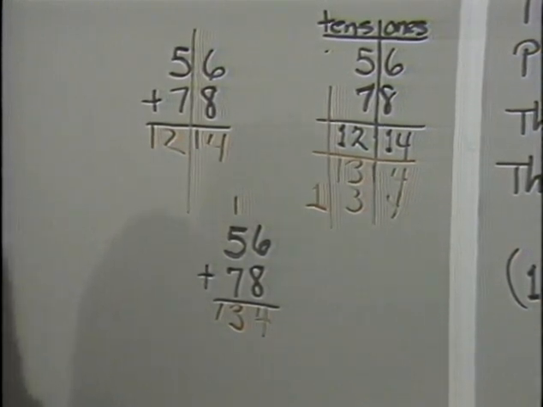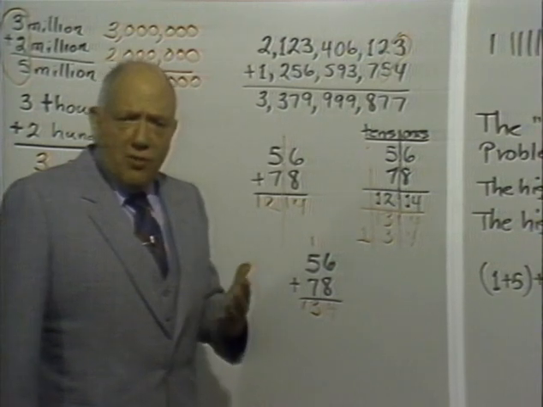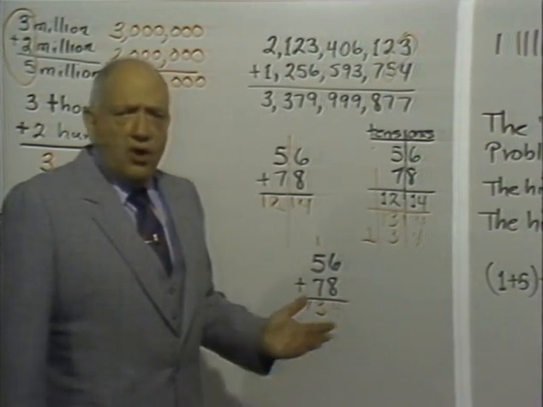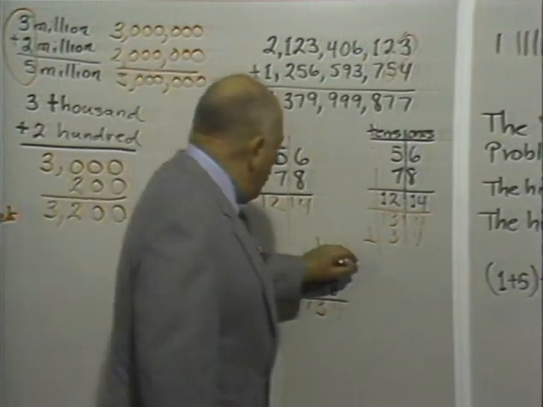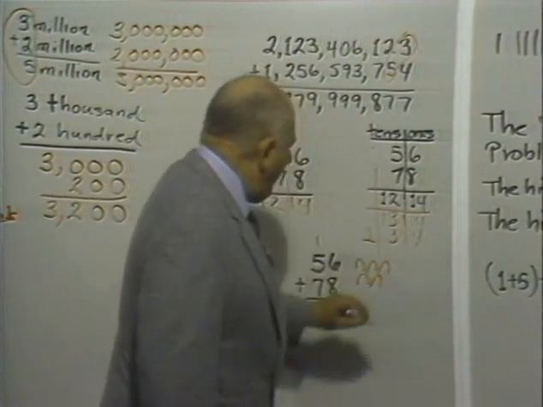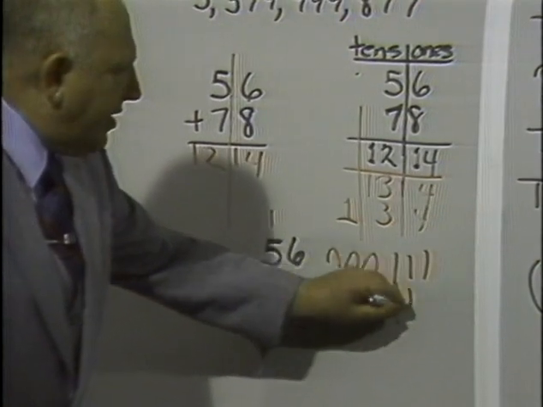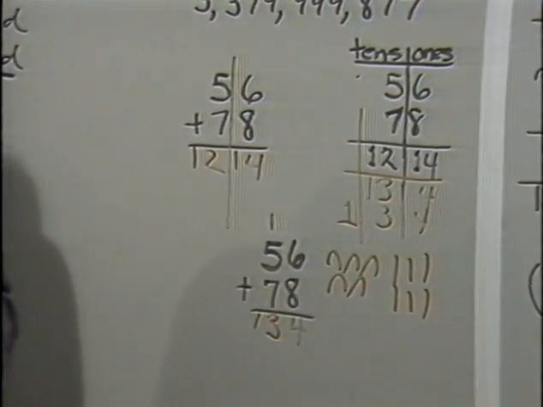And by the way, if you were using, for example, the Egyptian numerals that we talked about in the last lesson, you wouldn't have to carry. How would you write 56 in the Egyptian numerals? You would use 5 arches and 6 tally marks. And how would you write 78?